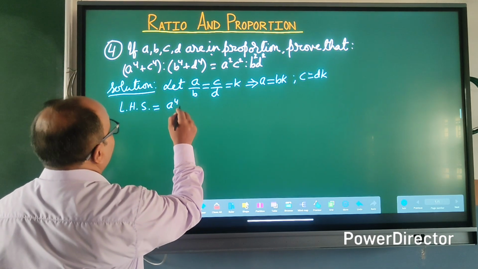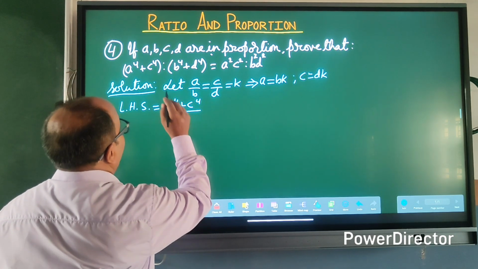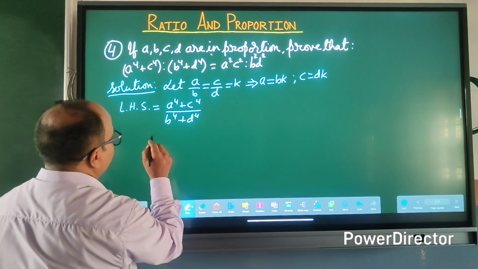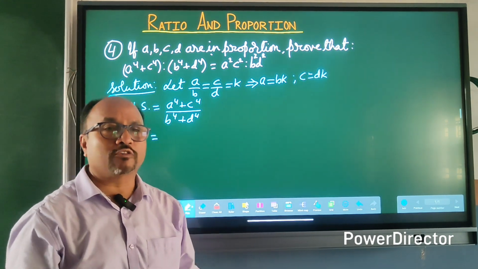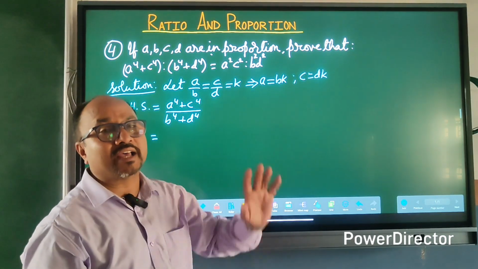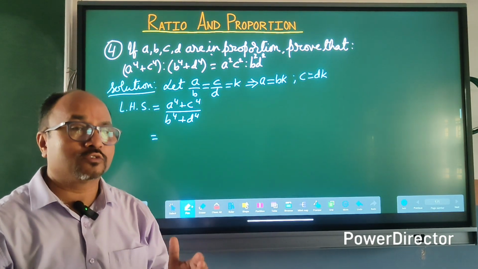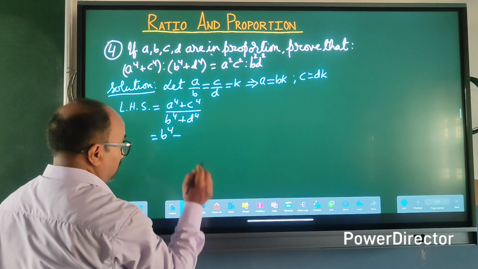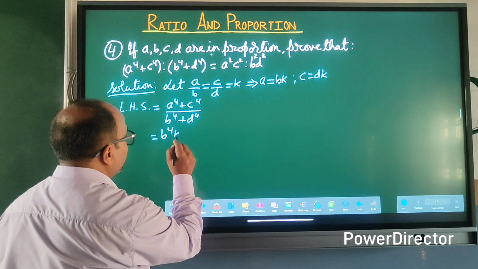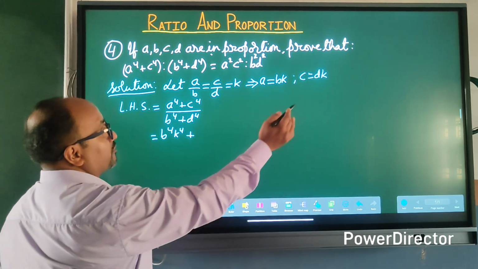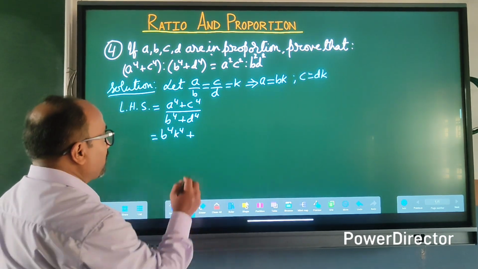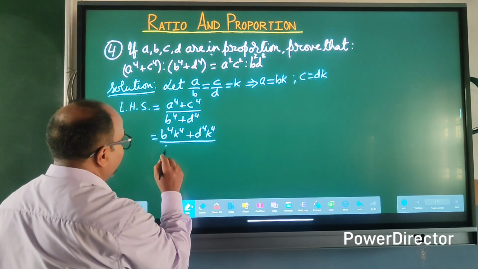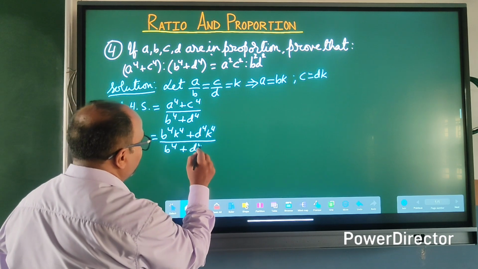So it is A4 plus C4. Now ratio I will be taking as division B4 plus D4. And now let us substitute the values of A and C. A is given to us as BK and A4 is there. So both B and K will get the power of 4. So it becomes B4 K4 plus C4 value is DK. So D to the power 4 into K to the power 4 divided by B4 plus D4.